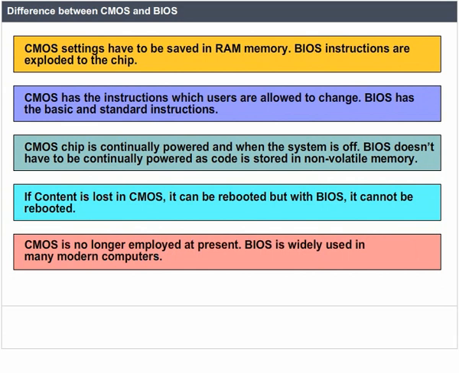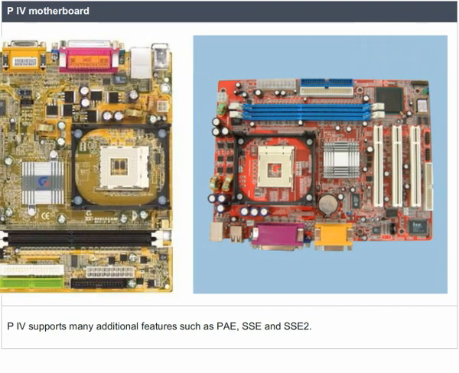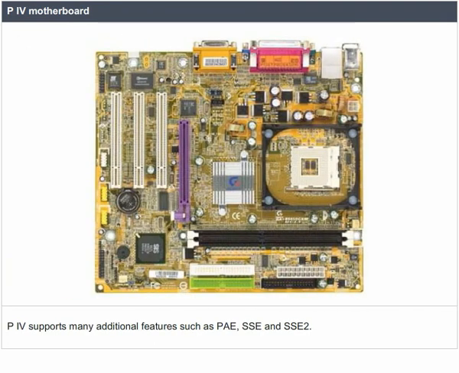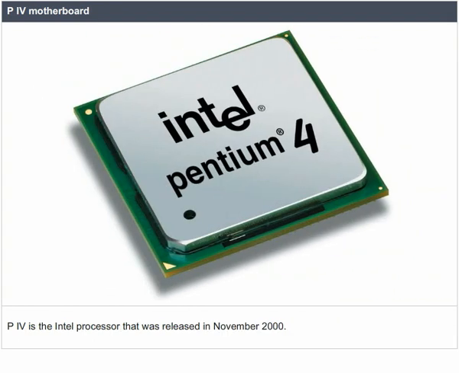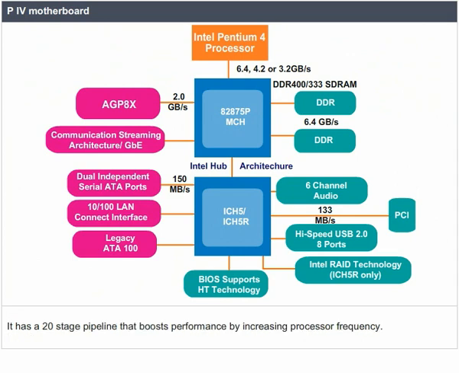P4 motherboard. It is a modern form factor that is a lot faster and has more processor cache than old chips. P4 supports many additional features such as PAE, SSE and SSE2. P4 is the Intel processor that was released in November 2000. It has a clock speed exceeding 2 GHz, which is greater than that of P3, that is a clock speed of 1 GHz. It has a 20-stage pipeline that boosts performance by increasing processor frequency. It also has a rapid execution engine that doubles the core frequency and reduces latency.